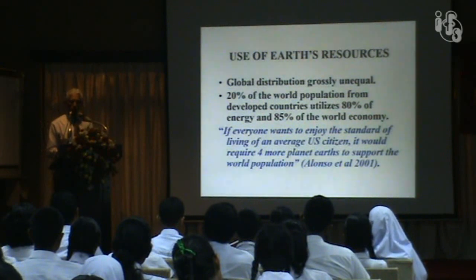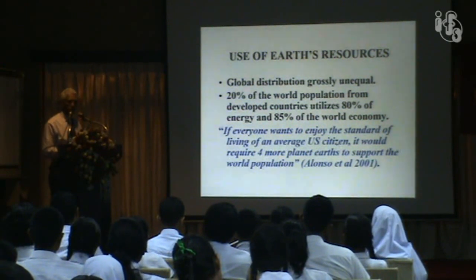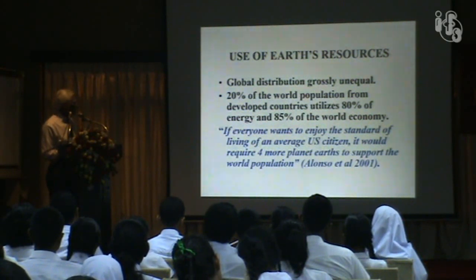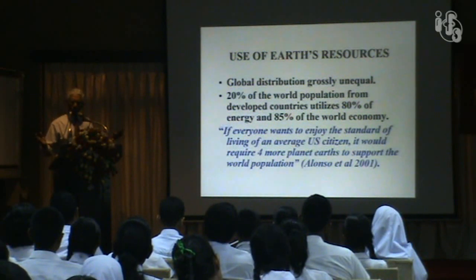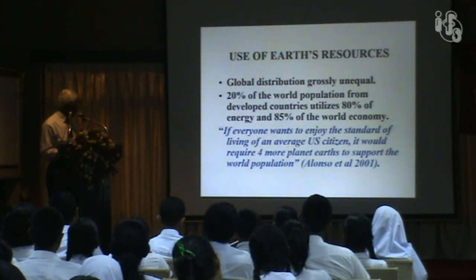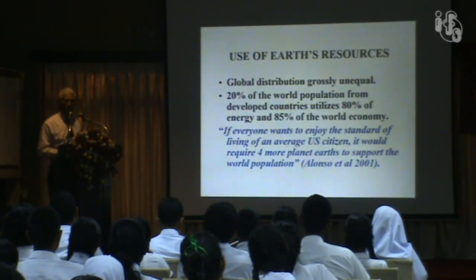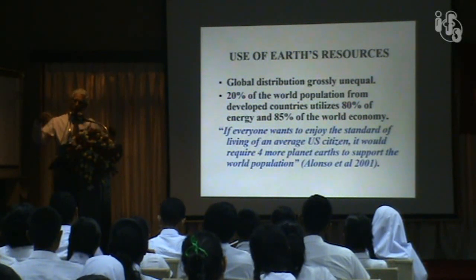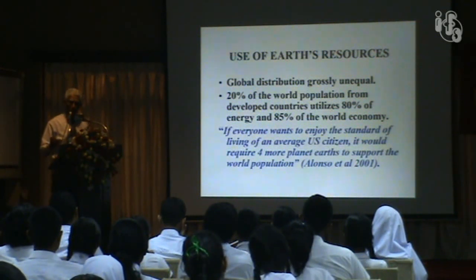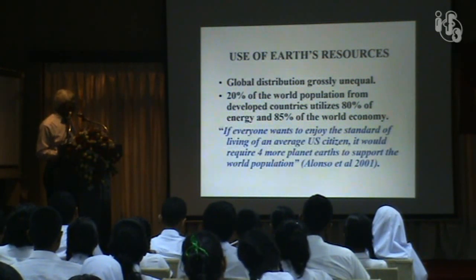The global use of Earth's resources, this wealth, is highly unequal. Because, you see, now the developed countries are telling us how to use it, but they are using 20% of the world population amount. One fifth uses 80% of the energy and 85% of the economy. But they are also teaching us how to use it. They are exploiting. So there's a loss.